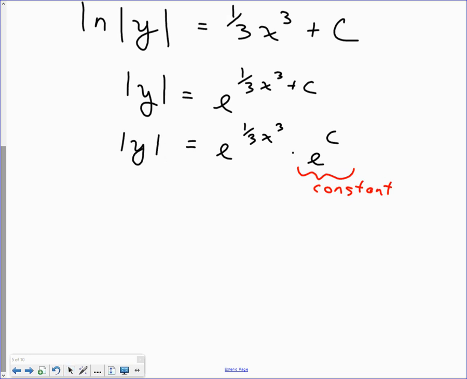So we can rewrite that as some other constant. This is still the absolute value of y. Okay. So if we want to take off the absolute value signs, we get y equals plus or minus e to the c times e to the 1/3 x cubed. Okay. And I'm going to take all of this, plus or minus e to the c, and turn it into some new constant that I'll call c1.